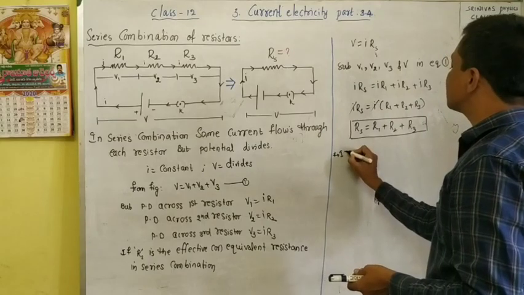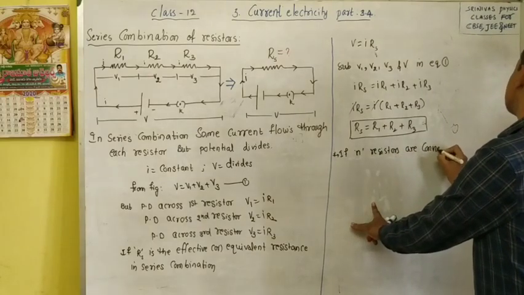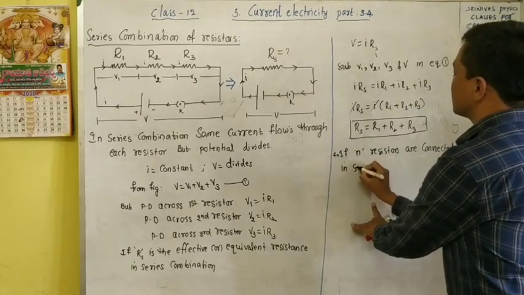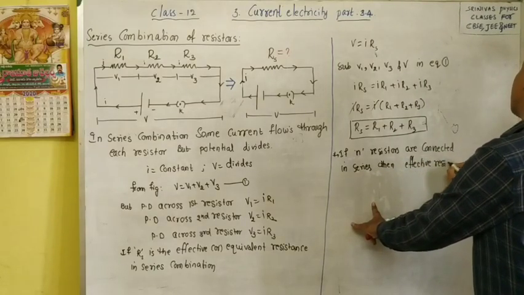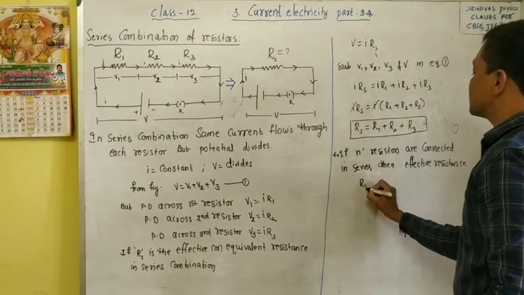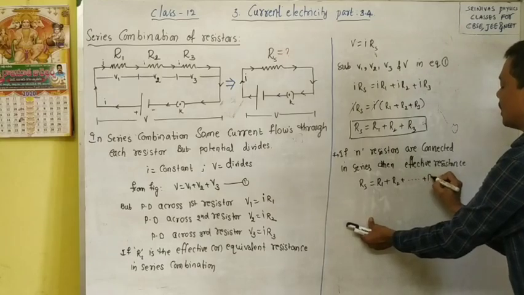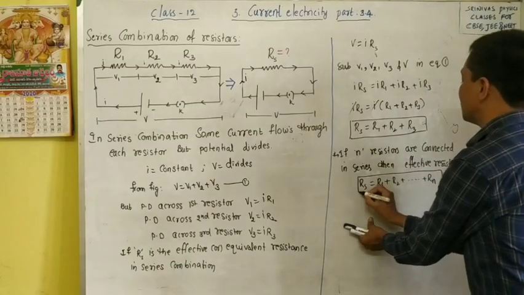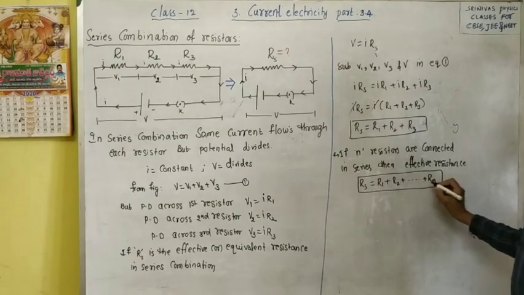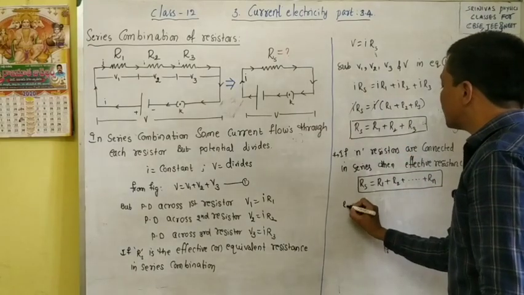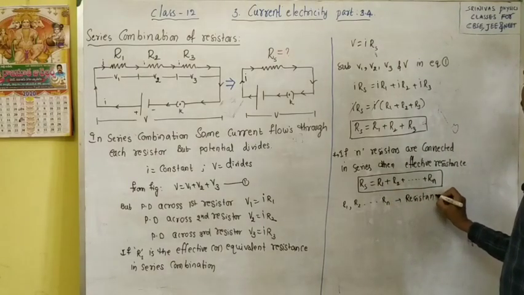Now, if n resistors are connected in series, what happens to the effective resistance? That is RS is equal to R1, the first resistance, plus R2, and so on, plus Rn. This is the effective resistance in series combination when n resistors of resistances R1, R2 and so on Rn are connected in series. Here R1, R2 and so on Rn are the resistances of the n resistors.